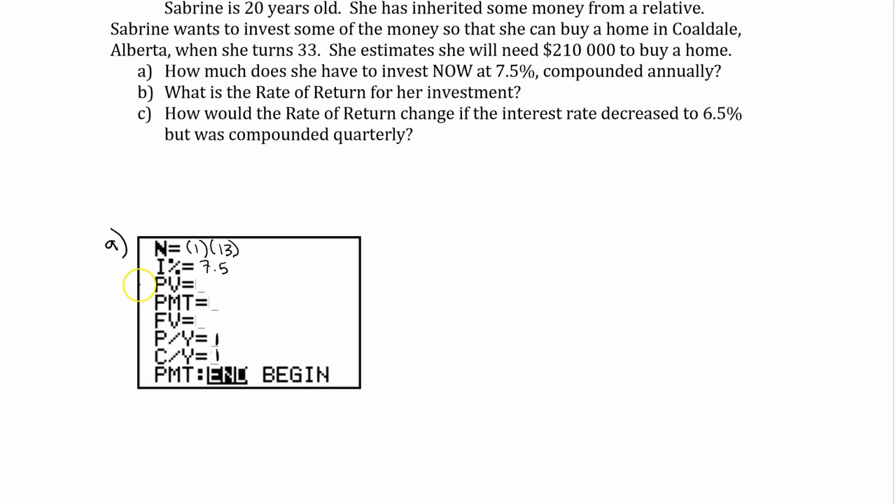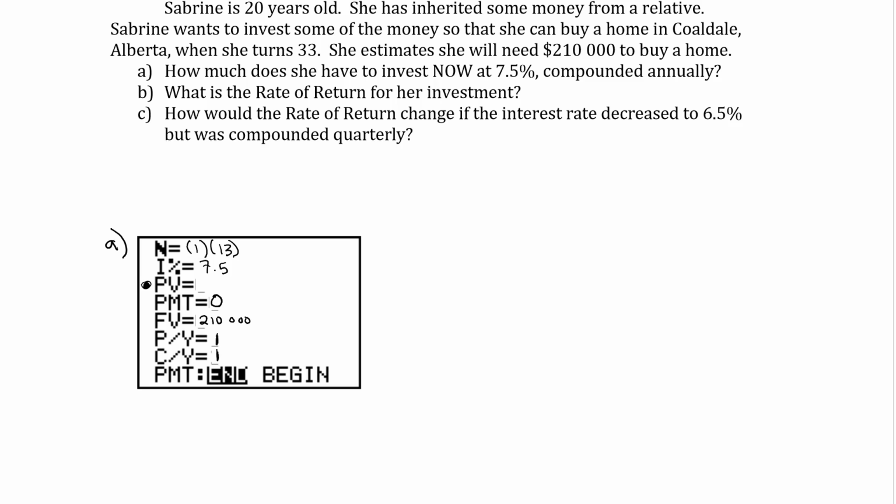The present value, we don't know what that is because it says how much does she need to invest now. So I'm going to put a little dot there. That means that that's what we're going to solve for. Payment is 0 because we're just making a single investment. Again, the PMT will come up in the next lesson. And we know that the future value must be $210,000. Now the PV is going to come back as negative, but do not be alarmed. Remember, it's money that she needs to invest initially.